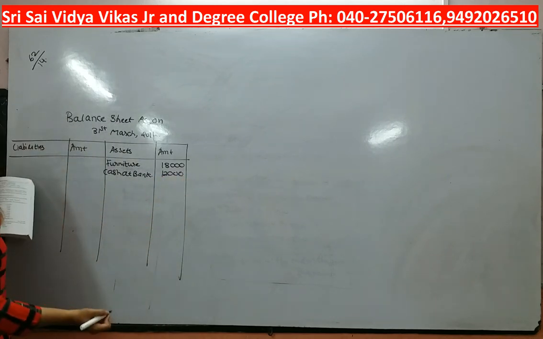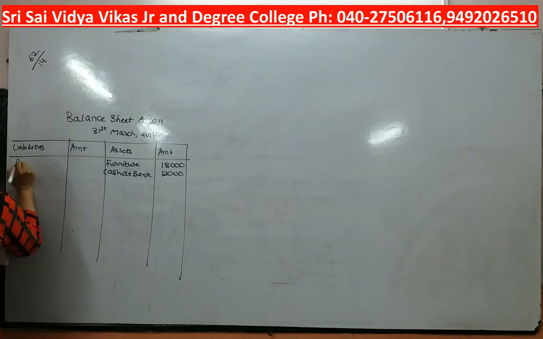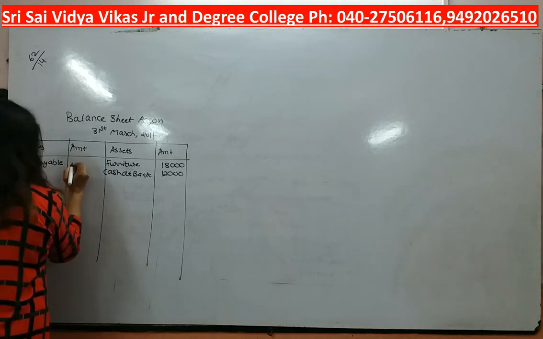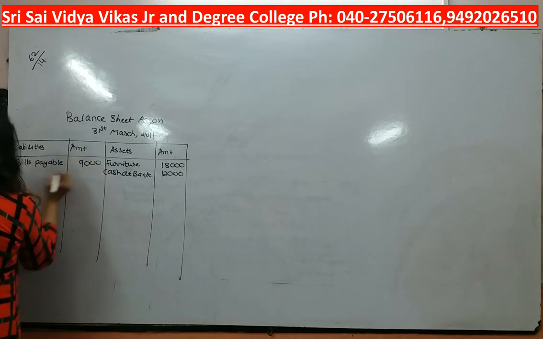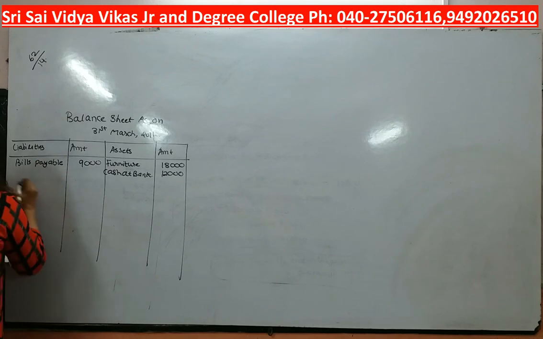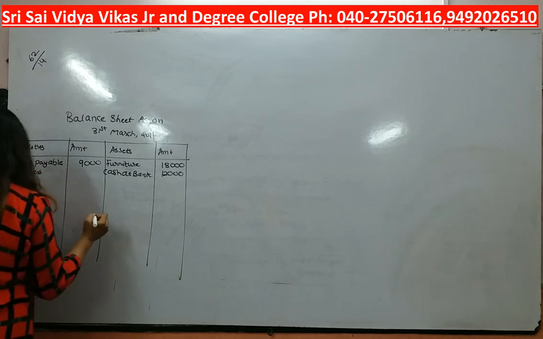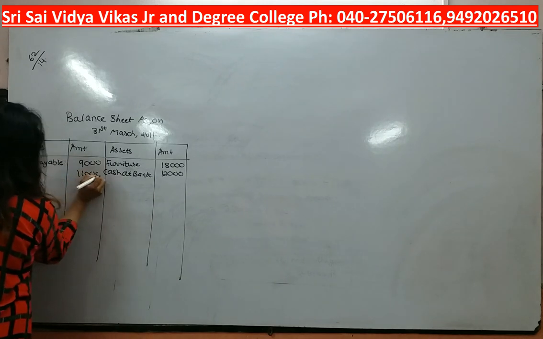Then they have given us bills payable. Bills payable is a liability, students. So on the balance sheet liability side, bills payable 9,000. Again, creditors is a liability, so creditors will appear on the liability side, creditors amount 11,000.